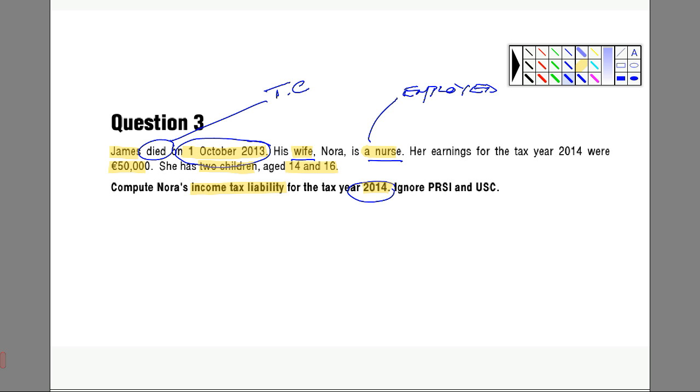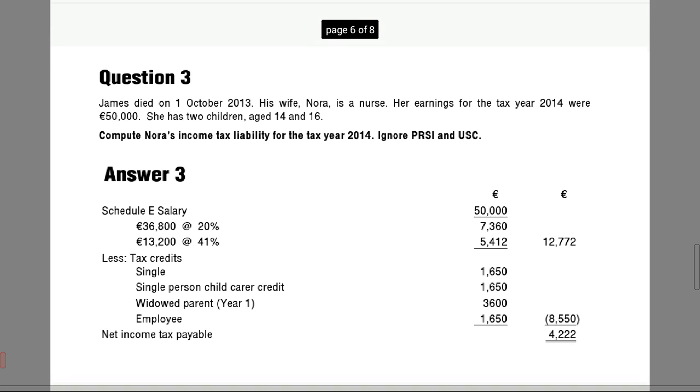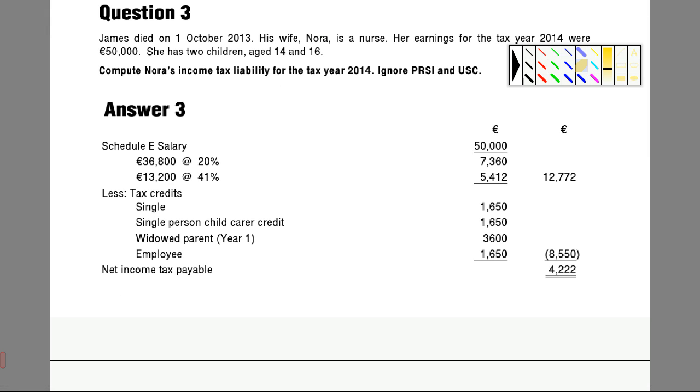What else do they give us about her? Well, they say her earnings for 2014 were 50k. They also say that she has 2 children, in other words, that she is looking after 2 children. So if we look at the answer now, in terms of the setup, it's reasonably straightforward. Again, same old thing here. We're just starting off with gross income. Schedule E is the only information that we're given on income, therefore that's what we must include as gross income. There are no deductions, none mentioned in the question, no pensions or anything like that.